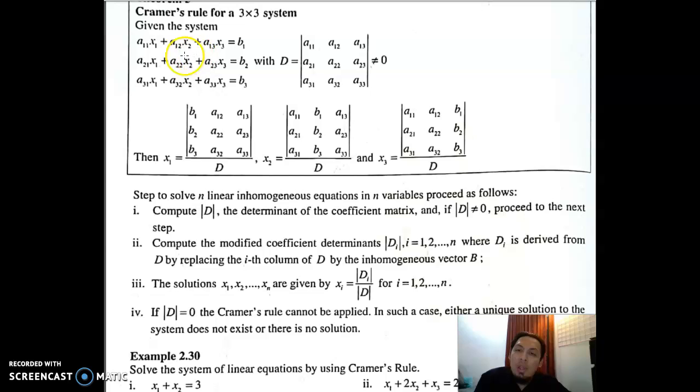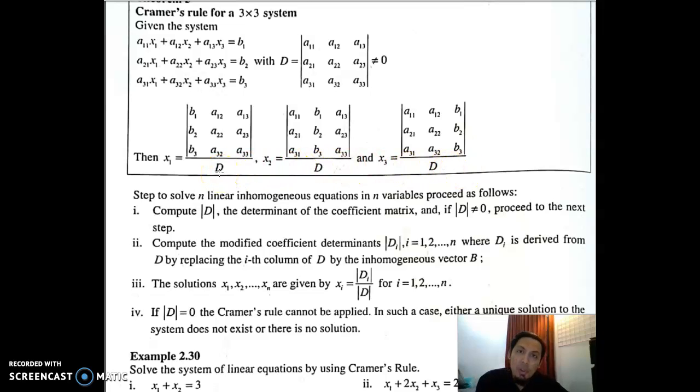Okay, so given this system, first in Cramer's rule, we are going to find the determinant. Of course, we are going to make sure that the determinant is not equal to 0, right? Because if it is equal to 0, we can't really calculate x1, x2, x3. So we are going to use the methods of finding a determinant from the previous subtopics, and this value later will serve as the denominator.